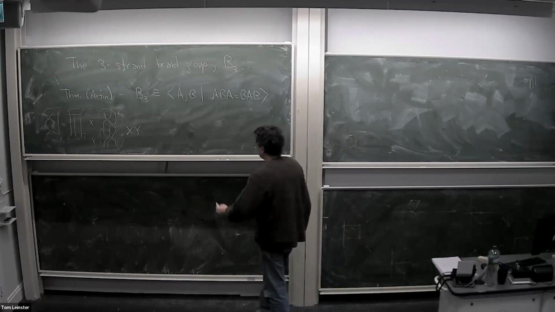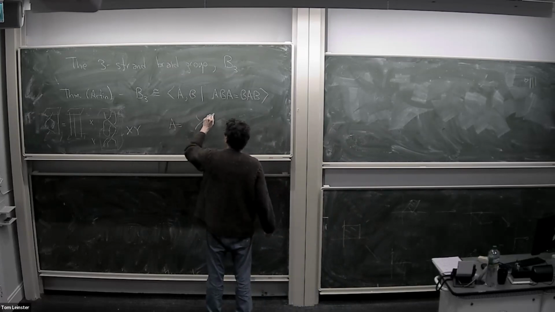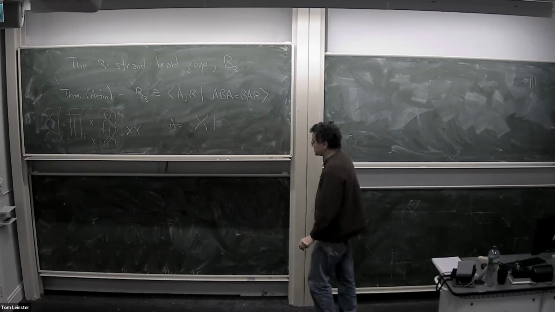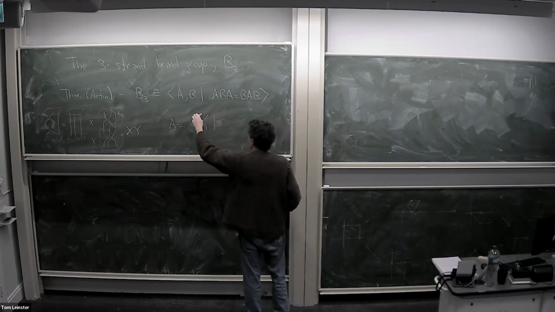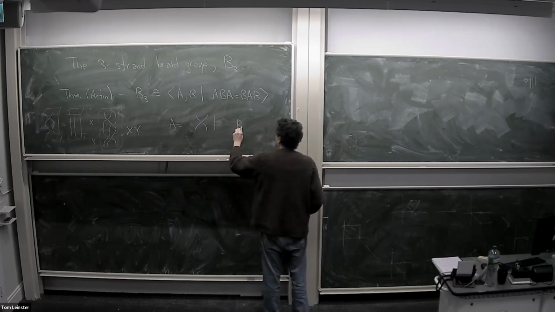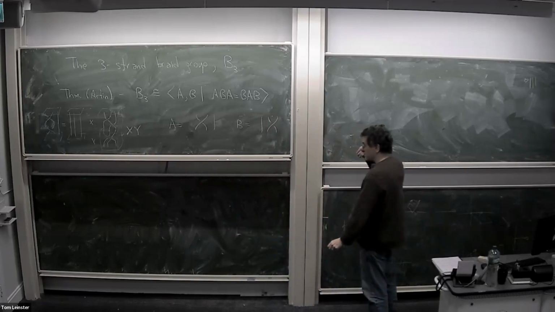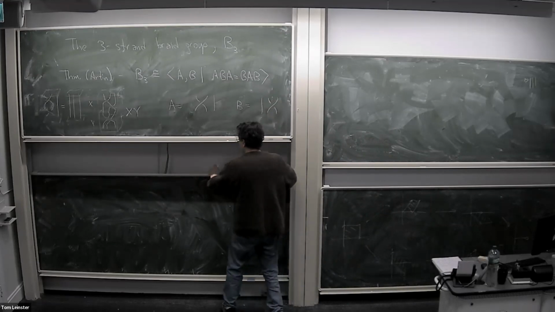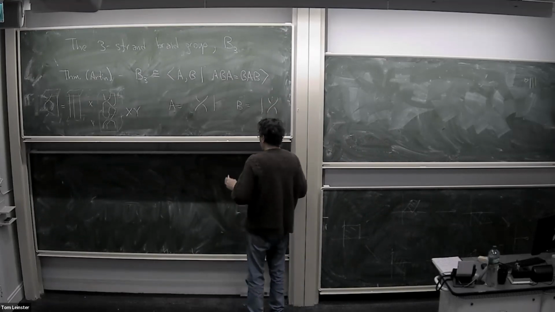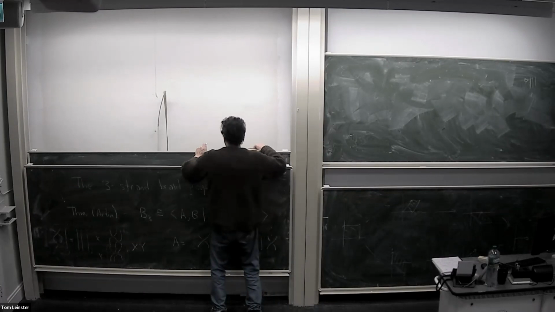So what are these generators? The A is just the braid where the first two strands switch places, and I'm going to switch them in this particular way where the right-hand one goes on top. So A inverse would be where the left one goes on top. And then B is similarly the braid where the second two strands get switched. And then this relation, ABA equals BAB, is a very famous thing in topology. It goes by the name of the third Reidemeister move.